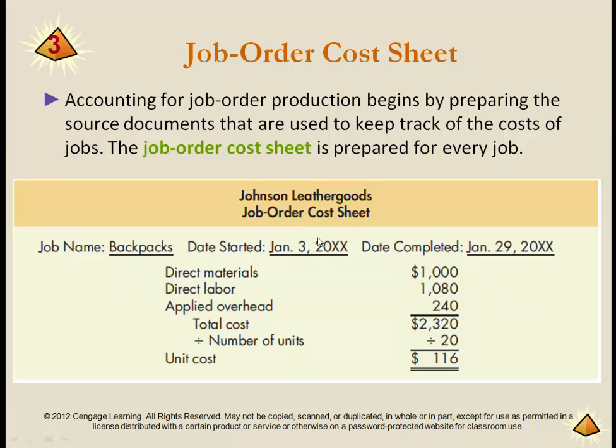You have, in this case, backpacks. And this is what they produce. This is how much they assign direct materials, direct labor, and an applied overhead. So they have $2,320 and they had 20. So each backpack cost them $116.